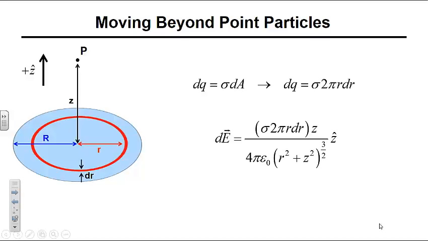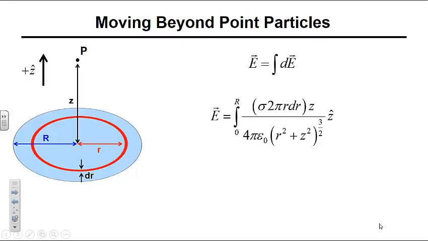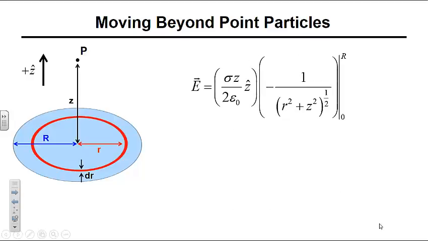The electric field of the disk is the integration of the contributions from each ring. The limits of this integration are the radii of possible rings within the disk, and thus are from 0 to the radius of the disk, denoted by capital R. Since the disk is uniformly charged, its electric charge density is a constant and can be taken outside the integral. Similarly, the variables z and epsilon naught, as well as the z hat unit vector, are also constants. The remaining integration is straightforward.